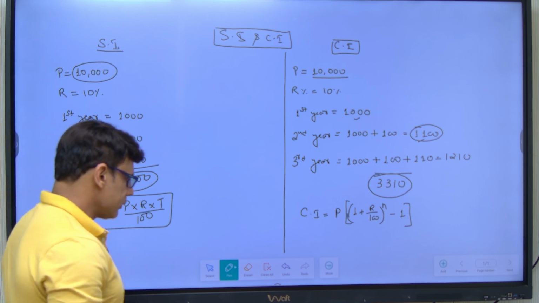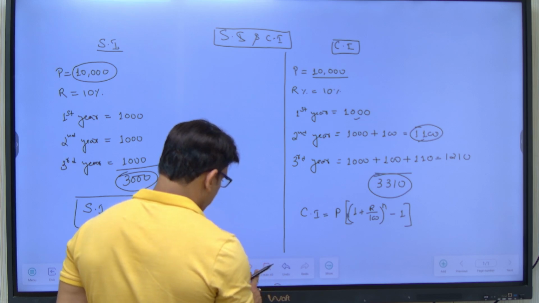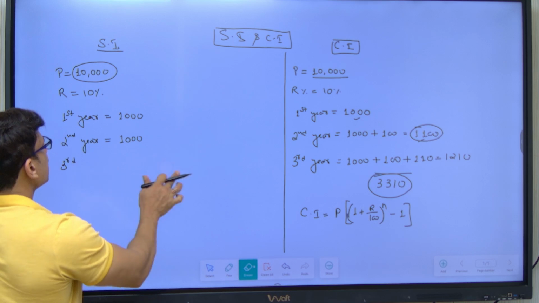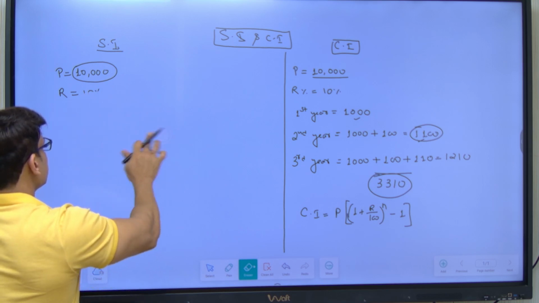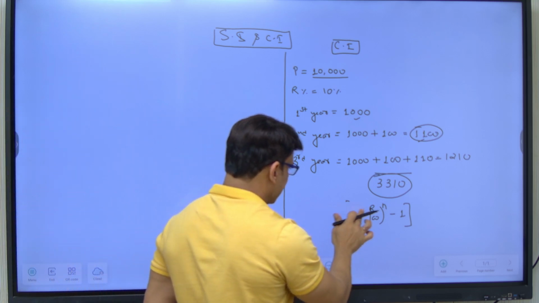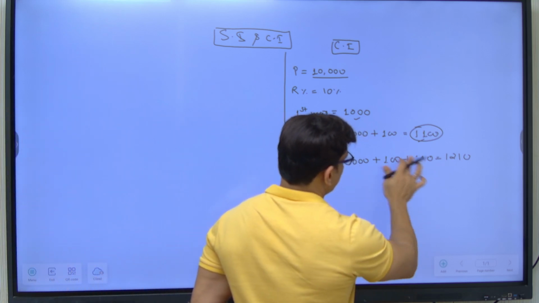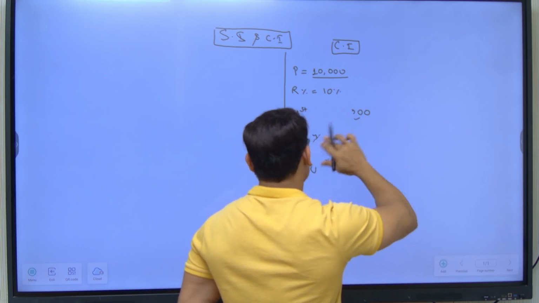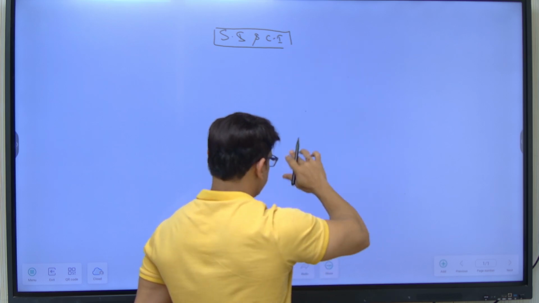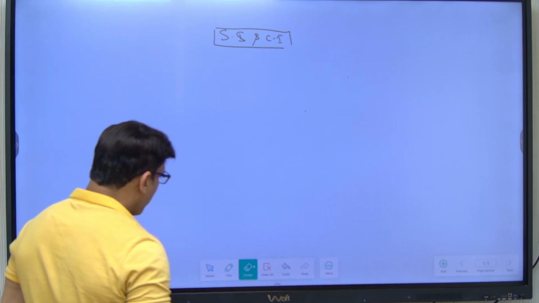Now let's understand a few more things from here. Simple interest and compound interest questions are generally easy. You need to be very good in calculation at least. Most of the exams do not allow calculators, so you have to be very good in your calculation. Okay.